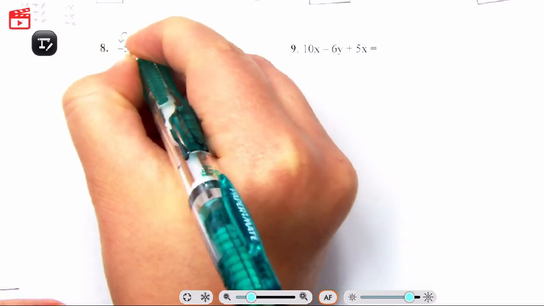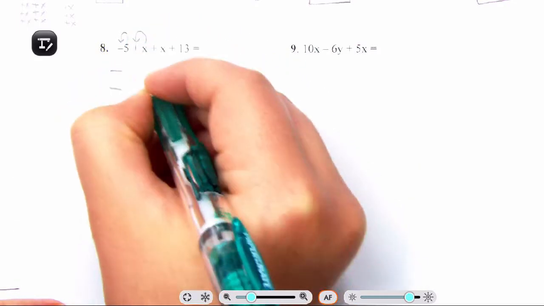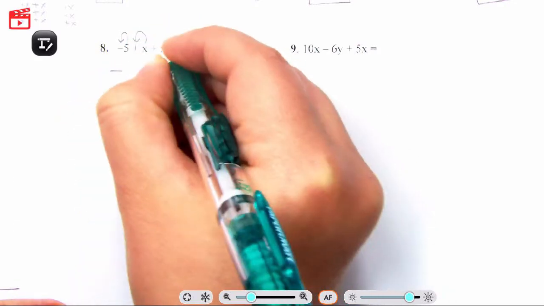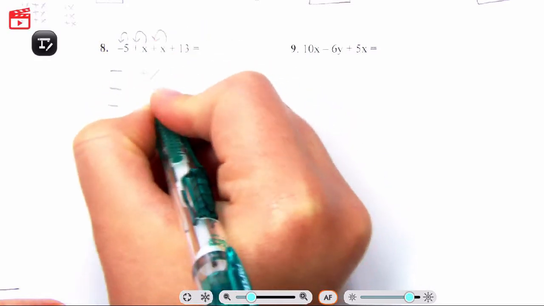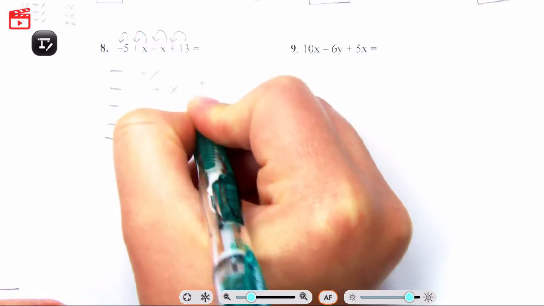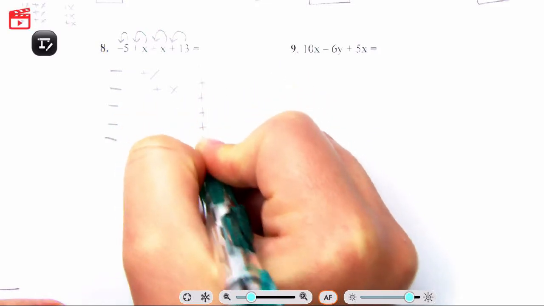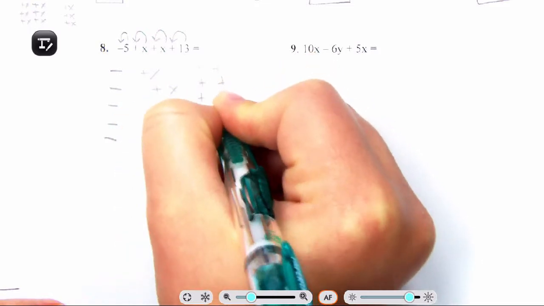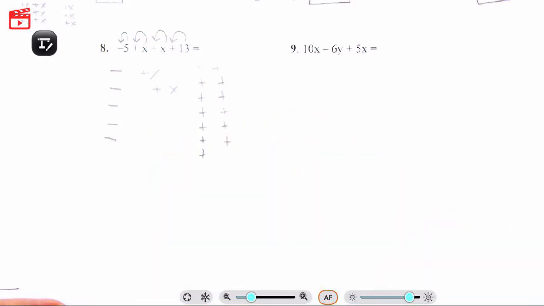This says I have an x that's plus, so I have 1x plus. I have another x plus. I'm just going to write it like this. And I have 13 pluses. 1, 2, 3, 4, 5, 6, 7, 8, 9, 10, 11, 12, 13.